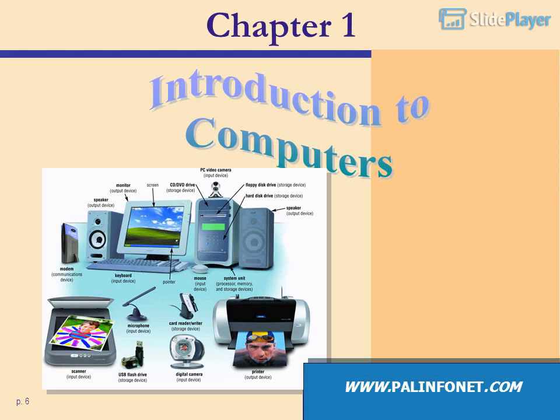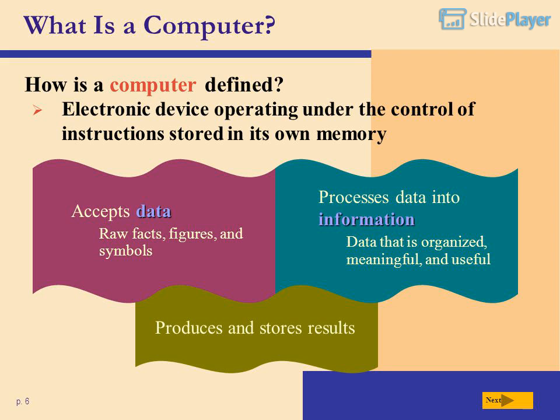What is a computer? How is a computer defined? An electronic device operating under the control of instructions stored in its own memory. It accepts data, raw facts, figures, and symbols. It processes data into information, data that is organized, meaningful, and useful. It produces and stores results.